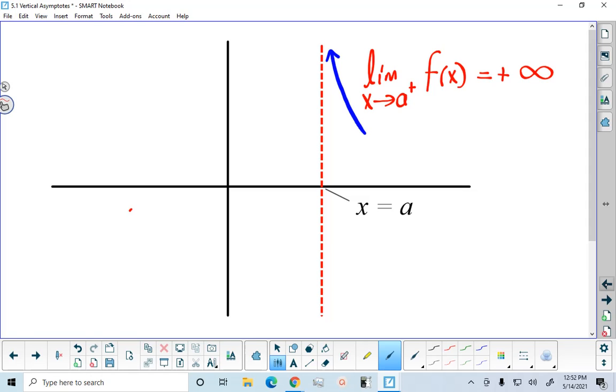So that's the definition of a vertical asymptote. As x approaches the location of the asymptote from the left or the right, the function approaches infinity or negative infinity.